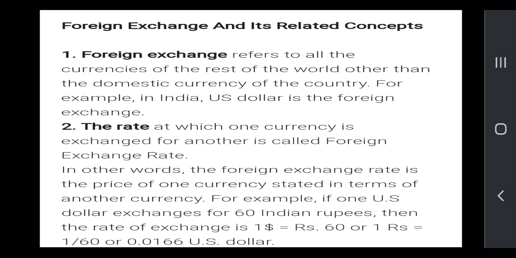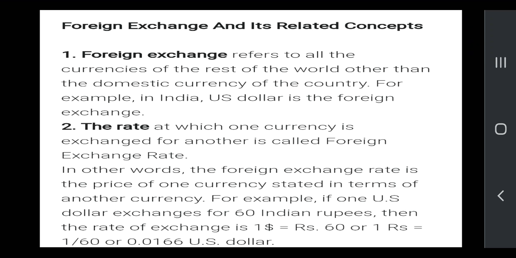Okay, so what is foreign exchange? It refers to all the currencies of the rest of the world other than the domestic currency of the country. For example, in India, the US dollar is foreign exchange, meaning it is the rate of exchange at which domestic currency is exchanged with the foreign currency. For example, at present, 1 US dollar is equal to Indian rupees 73. Okay, it means the rate of exchange for us is 73. If we want to purchase 1 US dollar, then we have to pay 73 rupees. Okay, so this is the rate of exchange.